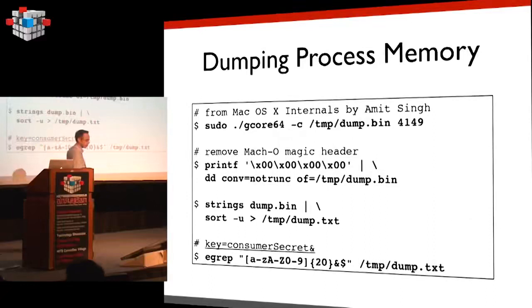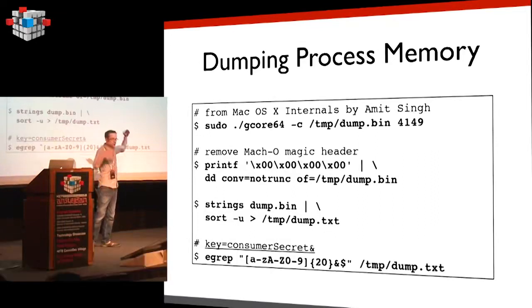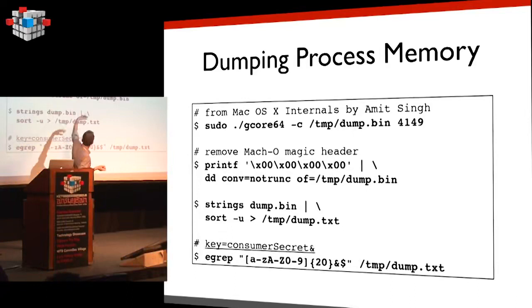In macOS 10, on other platforms like Linux, GDB has some capabilities to do that, but it doesn't work on macOS 10. On macOS 10, what I found is that you can use gcore64, which is a third-party application, if you want, that is part of the book macOS 10 Internals from Amit Singh. So you just give the PID of the process, and it takes quite a lot of time because the memory can be quite big, and it dumps an object file with everything in it. If you want to run a strings command, you have to clean up the header so that it's not recognized as a binary file, and you can run strings.